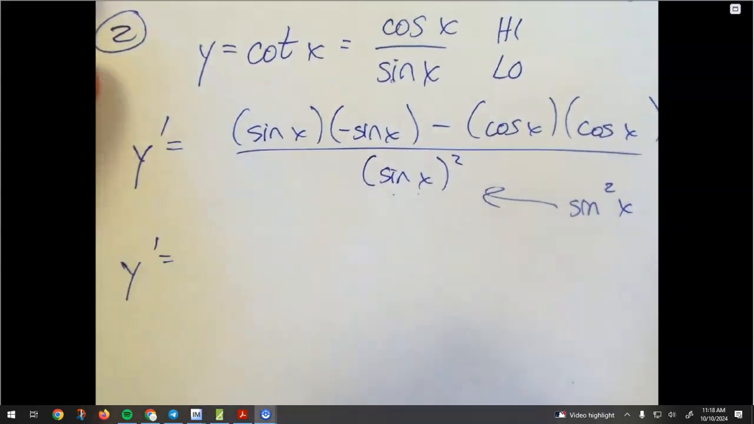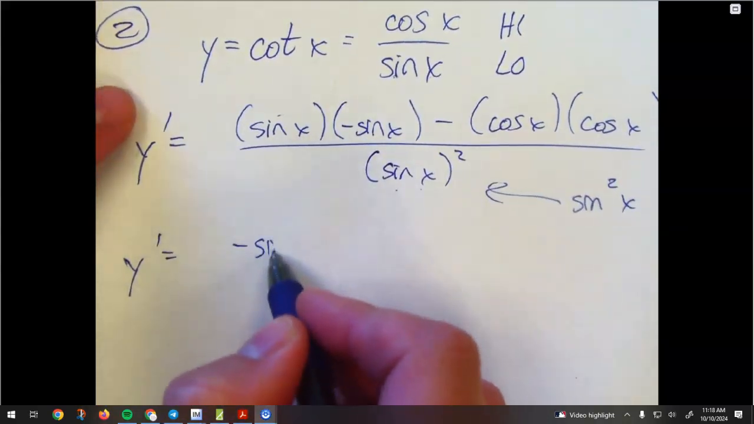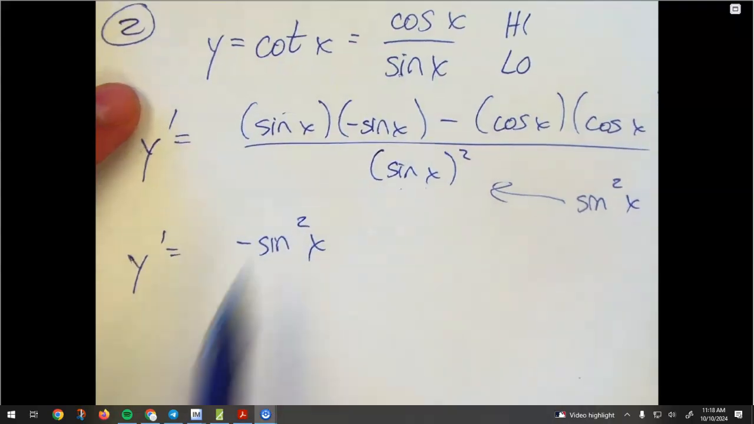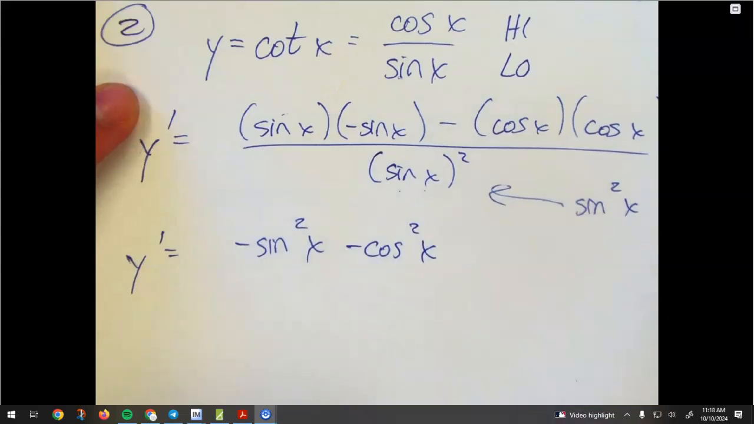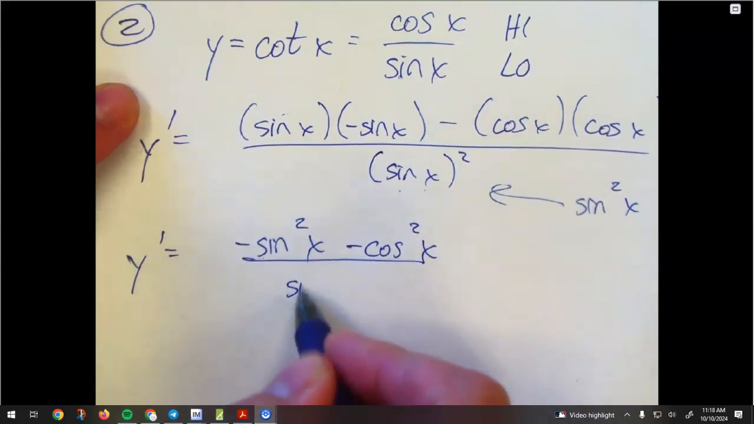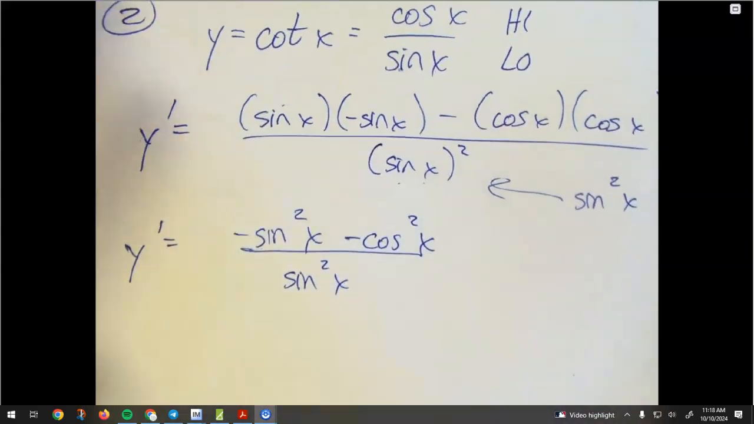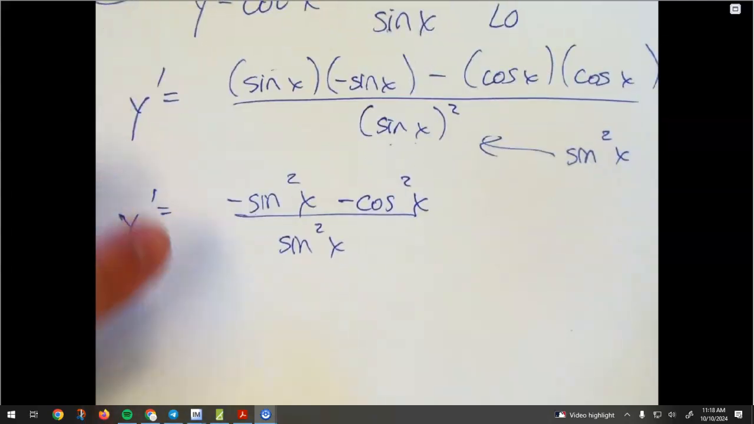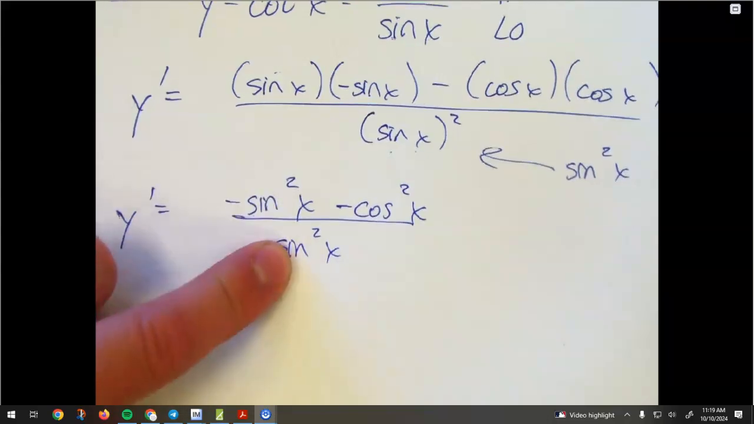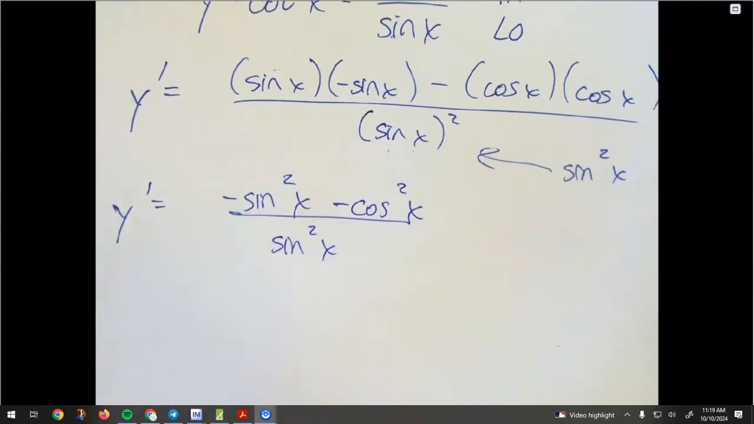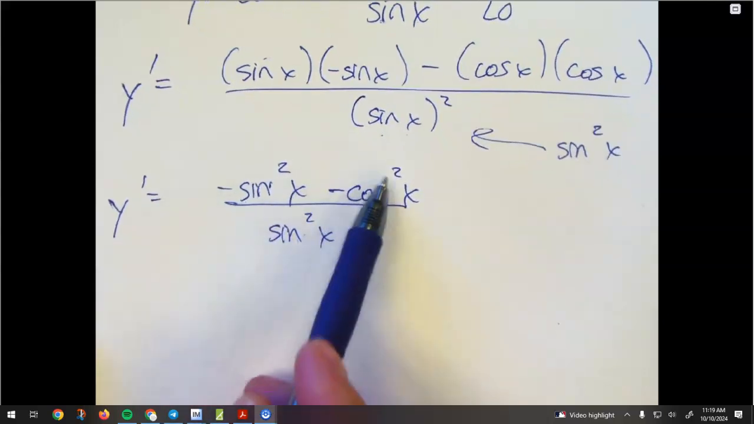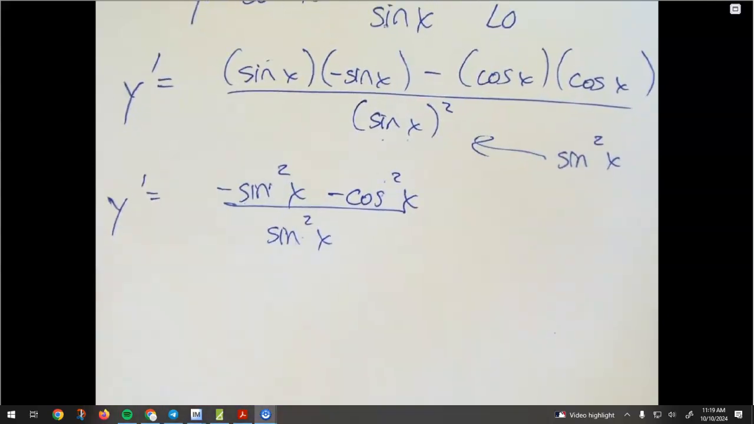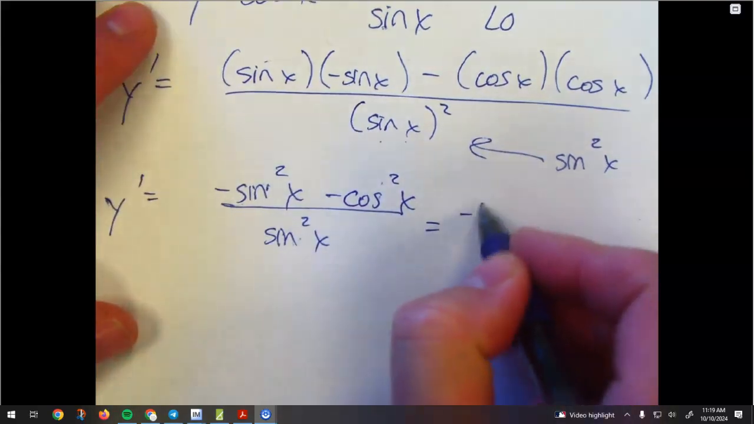Then this one works a little differently. So that's negative sine squared of x. Negative times positive, and then this is negative cosine squared of x. Over sine squared of x. Don't cancel. Canceling these would be wrong and not help us. But remember, you can't cancel unless it's in every single term. We have 3 terms and only 2 of them have a sine squared in it, so you can't just straight up cancel it. But I could factor out a negative 1.